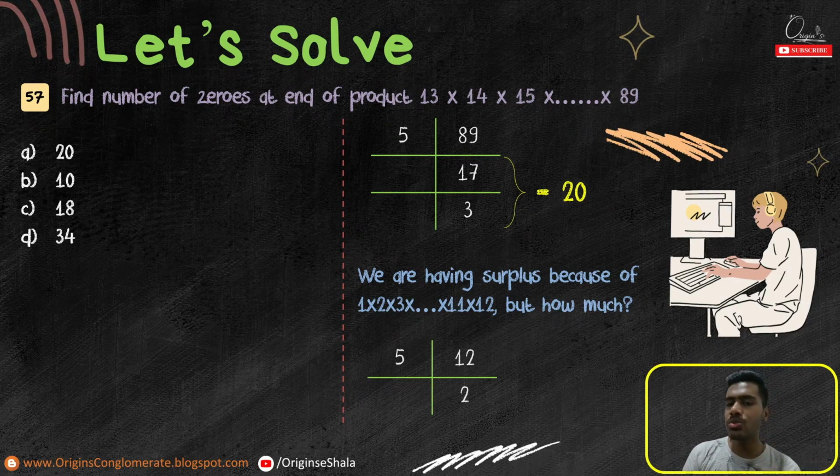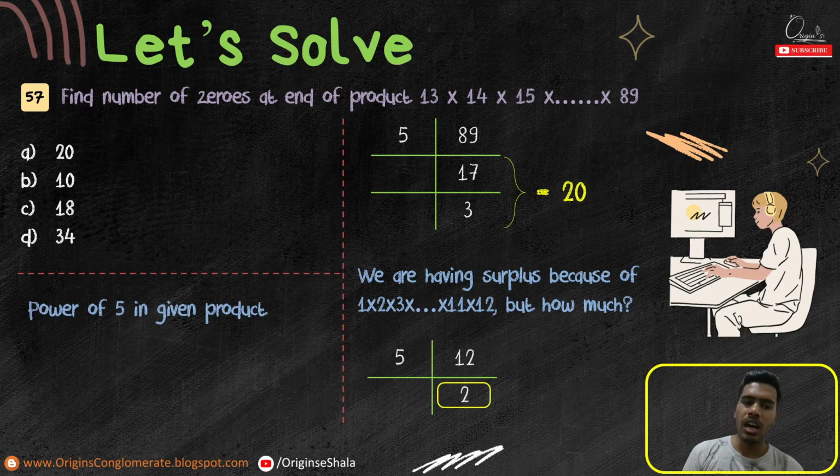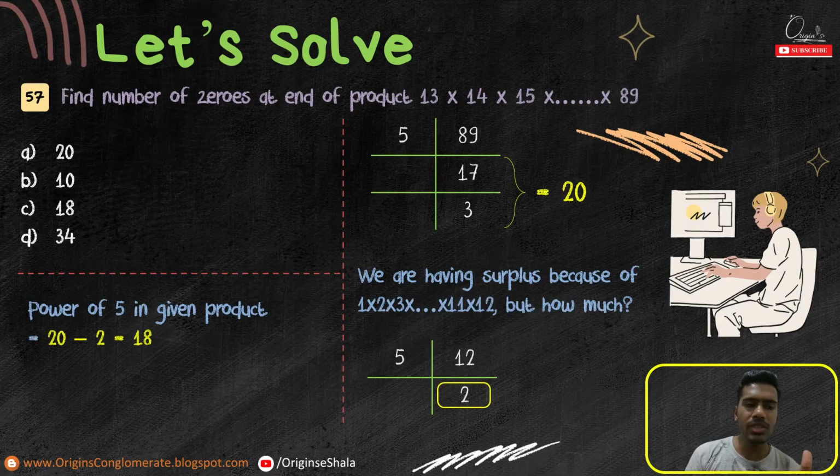So I will again do the same thing. I will just find the IGP of 5 in 12. That's where my series is getting cut off, right? So that is 2. Now, for the given series from 13 till 89, I simply subtract 20 minus 2. That was the surplus and I will be left with 18. And that's my answer. Well, quite tricky and interesting, right?